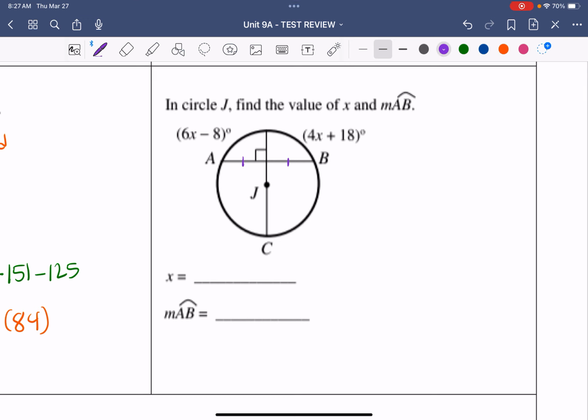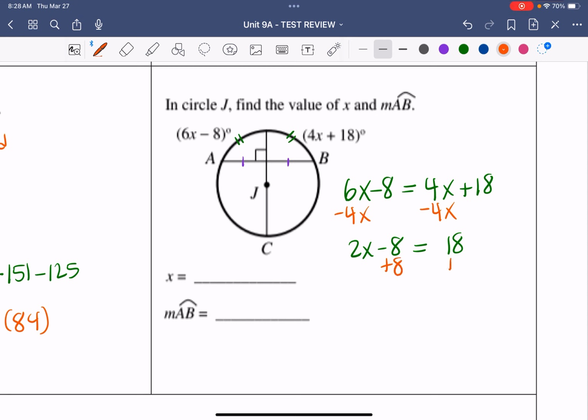So this half of the chord is equal to that half of the chord. And then this half of the arc is equal to this half of the arc. So we're going to set those 2 things equal to each other. Then we're going to solve for x. So I'm going to subtract 4x from both sides. That gives me 2x minus 8 equals 18. Then add 8. 2x equals 26. Then divide by 2. So x has to be 13.